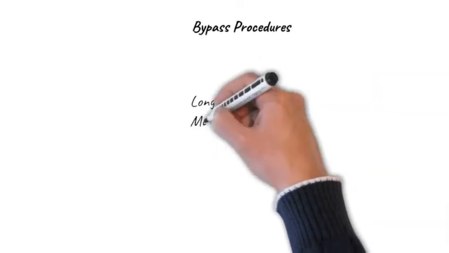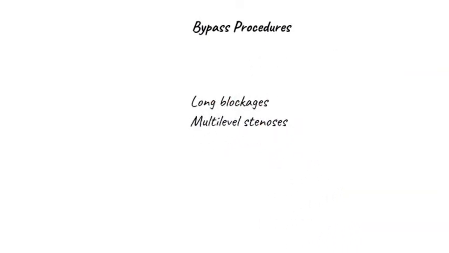Bypass procedures tend to be used if the patient has a long blockage or if they have multi-level stenoses and blockages. In theory, a bypass can run any length, all the way from aorta down to the ankle if need be. But in practical terms, the longer the bypass, the less likely it is to be successful.